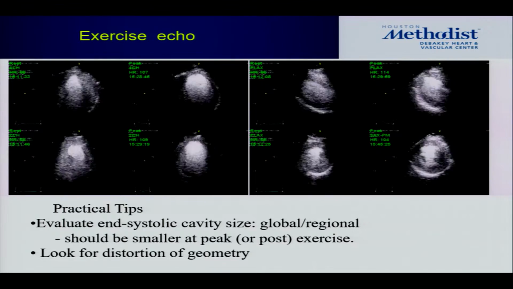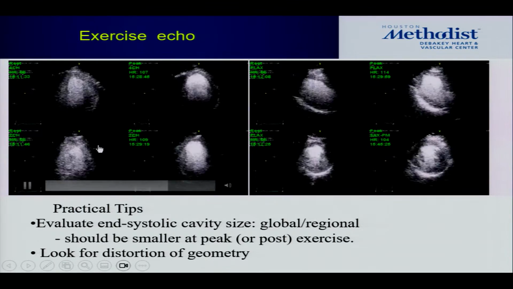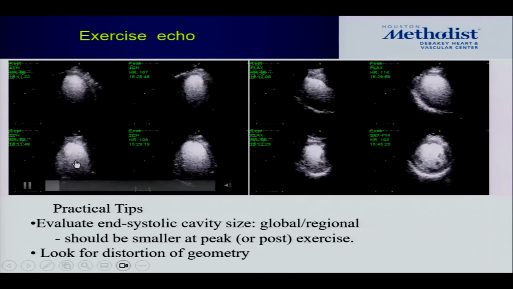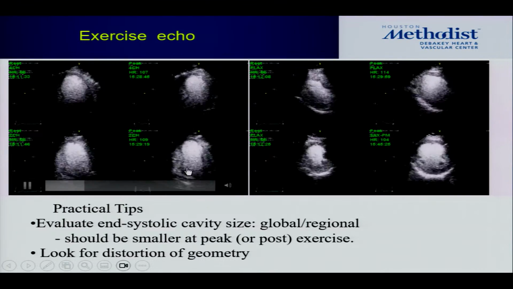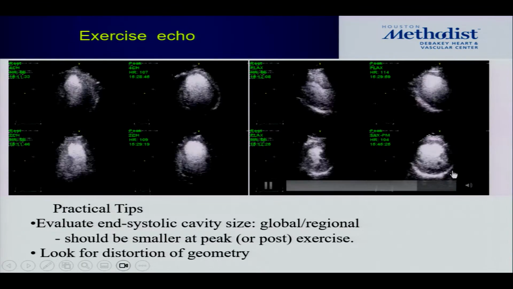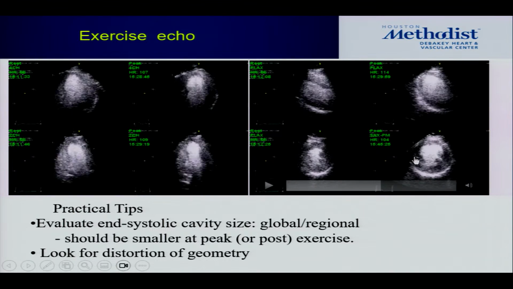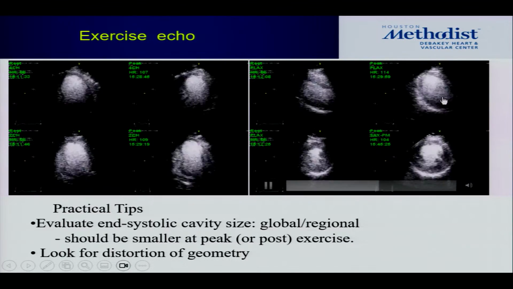This is another example, again, fairly positive, not as positive as the previous one. Here we're using contrast, but you can see, for example, in this 2-chamber view, this is rest. Notice with exercise, again, regional dilation at end systole, very noticeable in the short axis view compared to the resting, and very noticeable in the parasternal view.